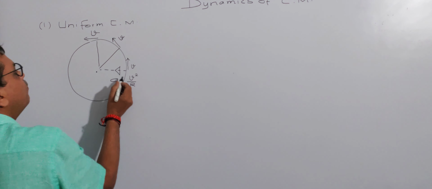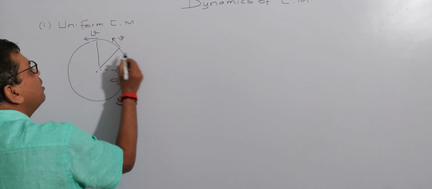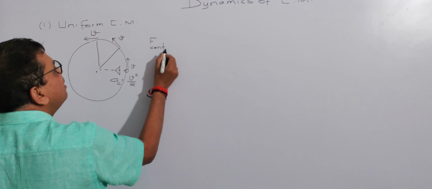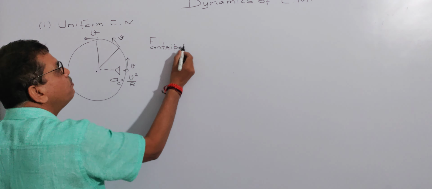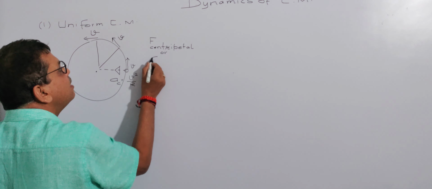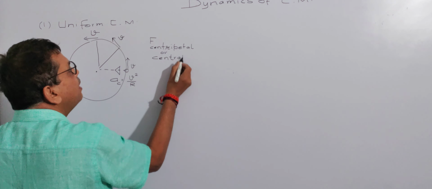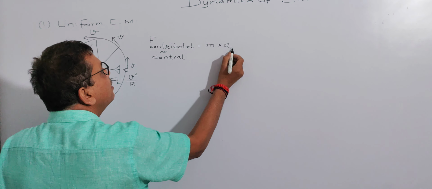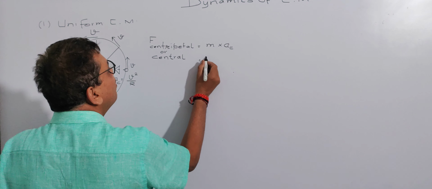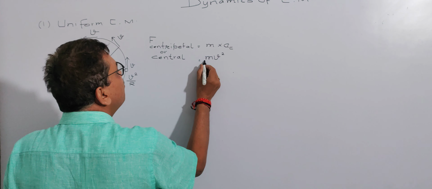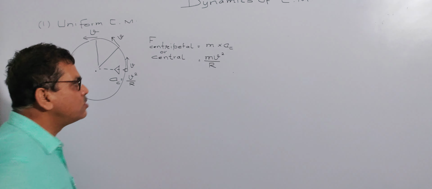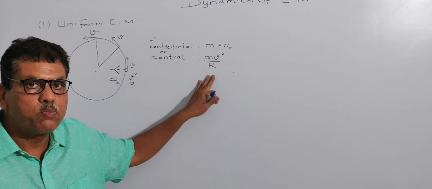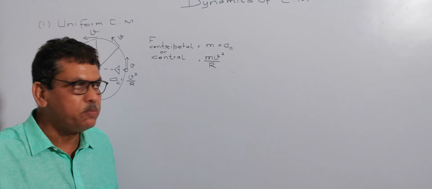So obviously, when a particle of mass m is moving, the centripetal force, or central force, is equal to mass times acceleration towards the center, or centripetal acceleration. This value can be written as m v square by r. Whenever an object is moving on a circular track, this much force is required on the object to provide the acceleration v square by r, that is centripetal acceleration.